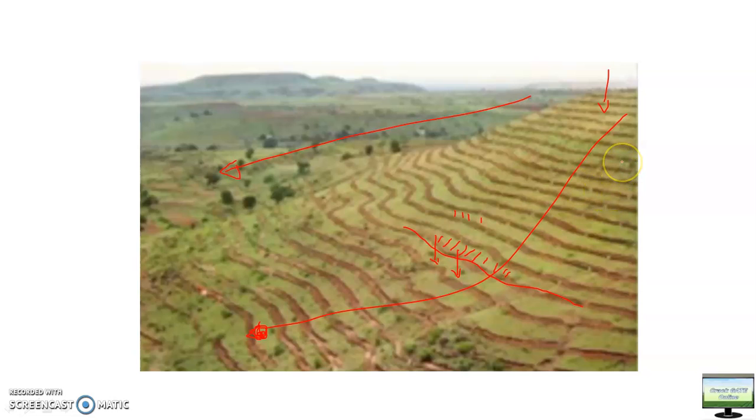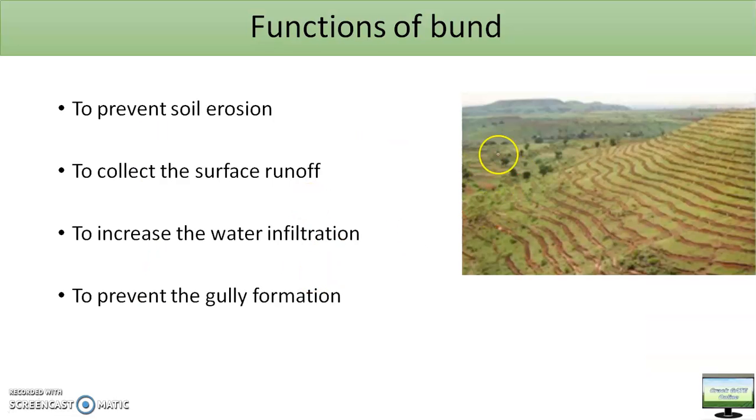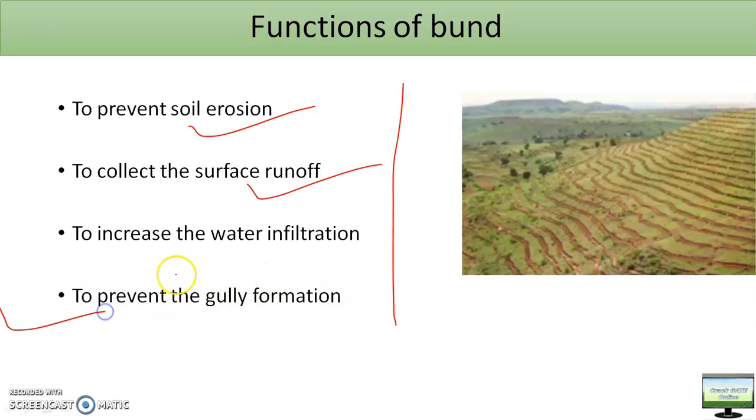If it is reducing soil erosion, if sheet erosion is not happening, then there is no question of gully erosion. So this is the basic function of the bund. Whatever I told you, you can see here, the same is written in words. Surface runoff is stored, erosion is reduced, infiltration is increased, and because infiltration is increased, gully erosion is prevented. So as I told you, without remembering anything.